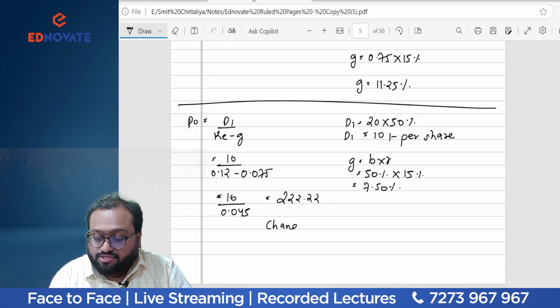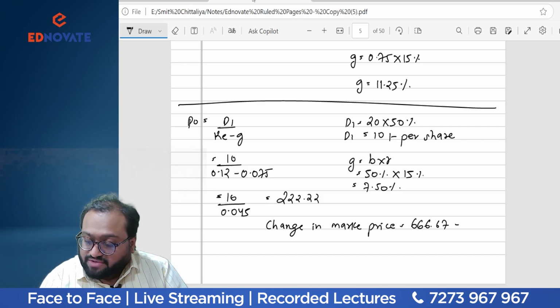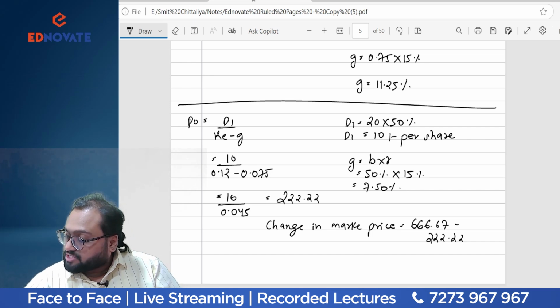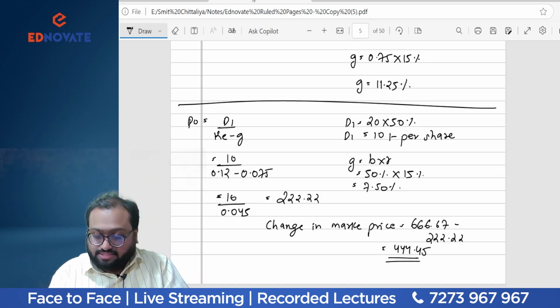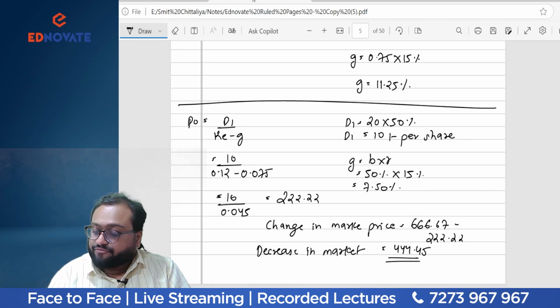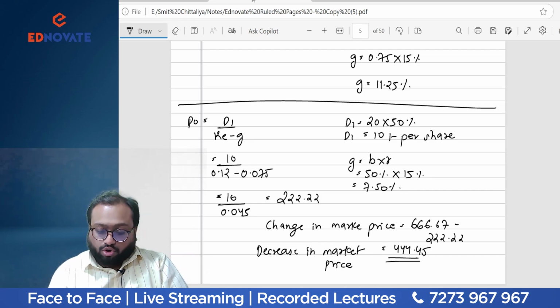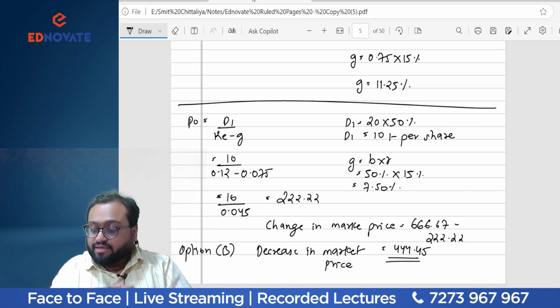The change in market price will be 666.67 minus 222.22. This will come to nearly 444.45. There's a decrease in market price. They have given us the option, a decrease in market price of 444.45, and the right option, if I'm not wrong, is option B. Option B is the right one. There is a decrease in the market price.